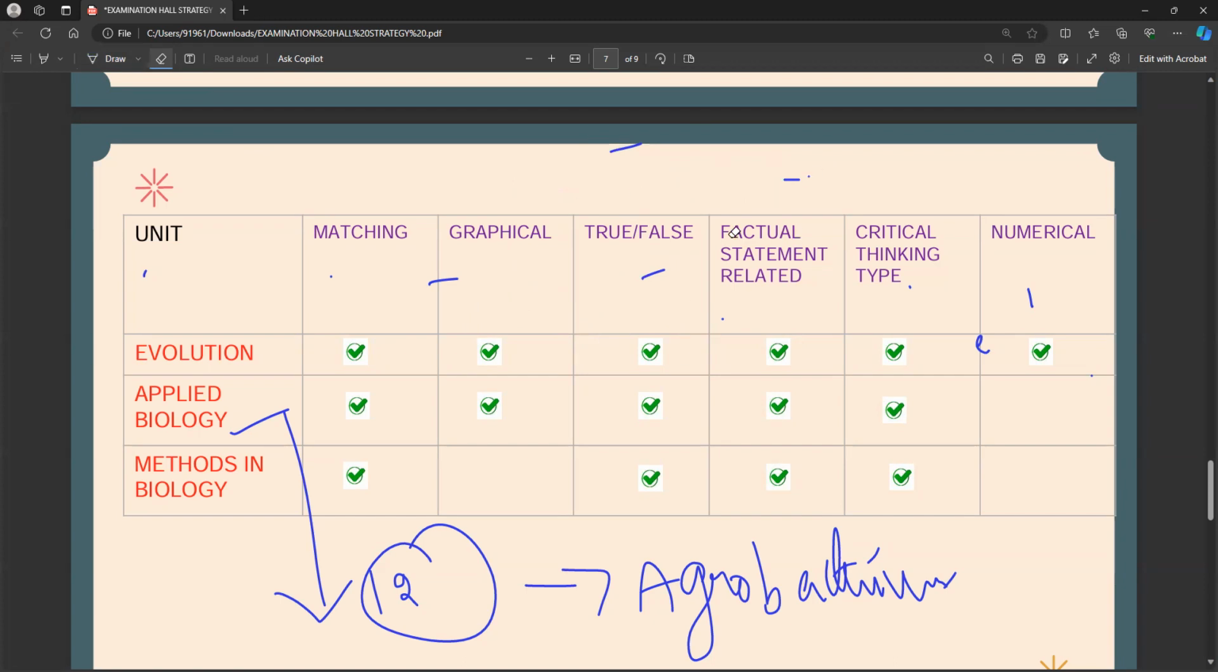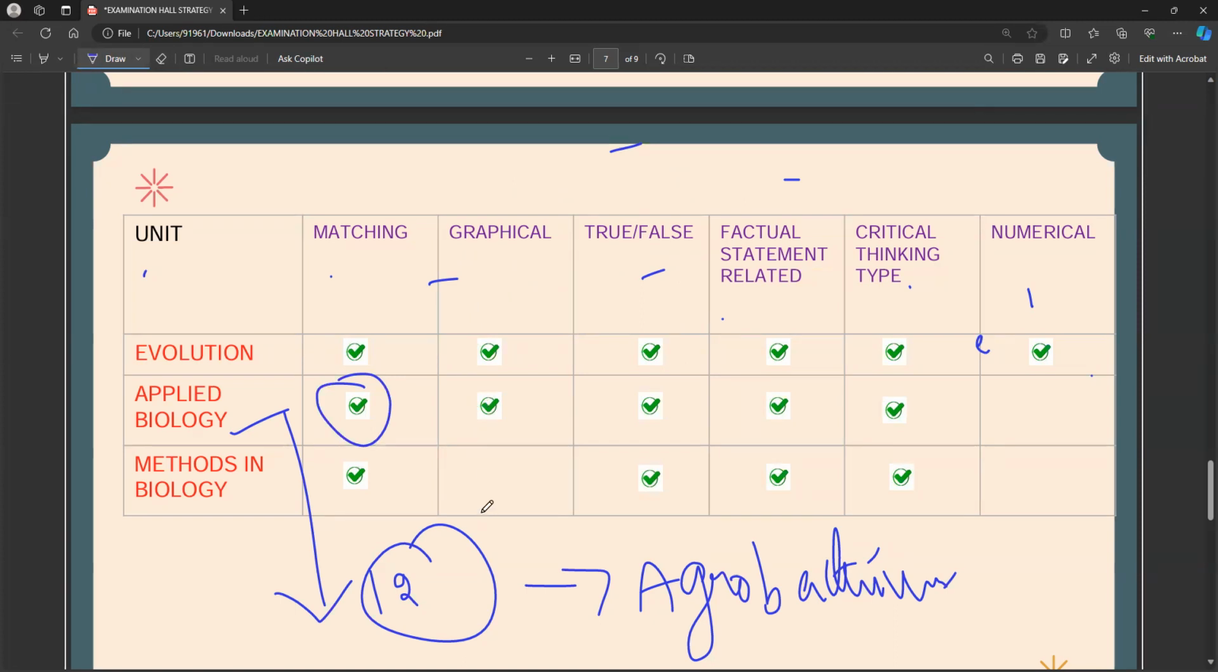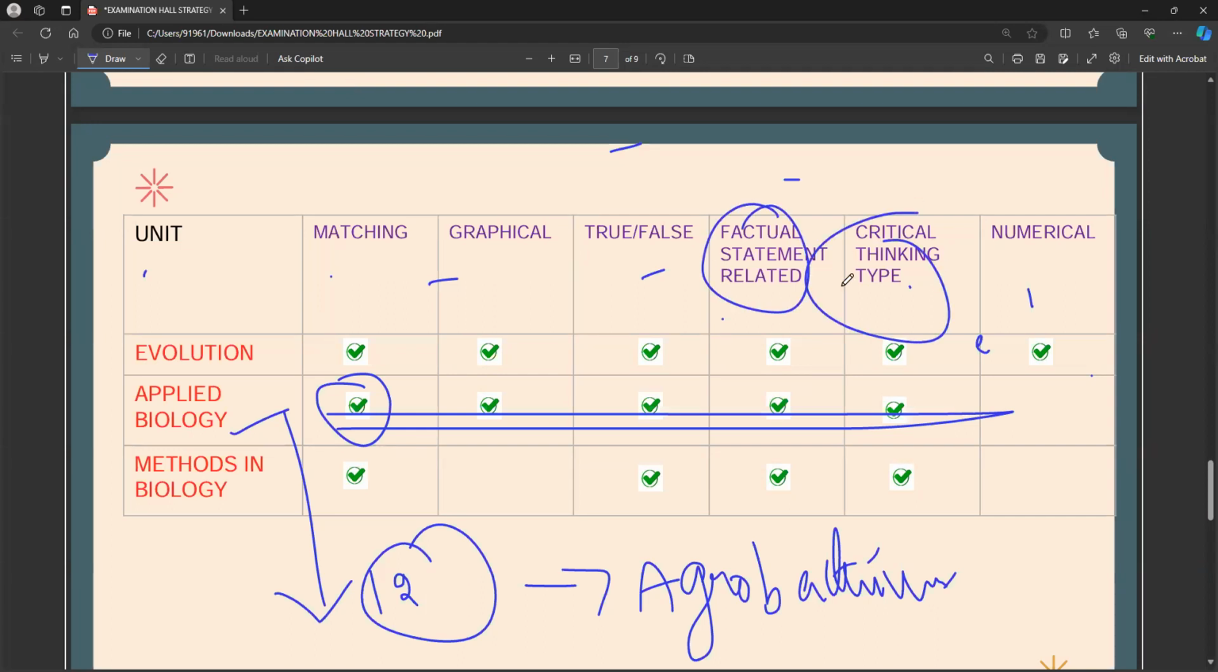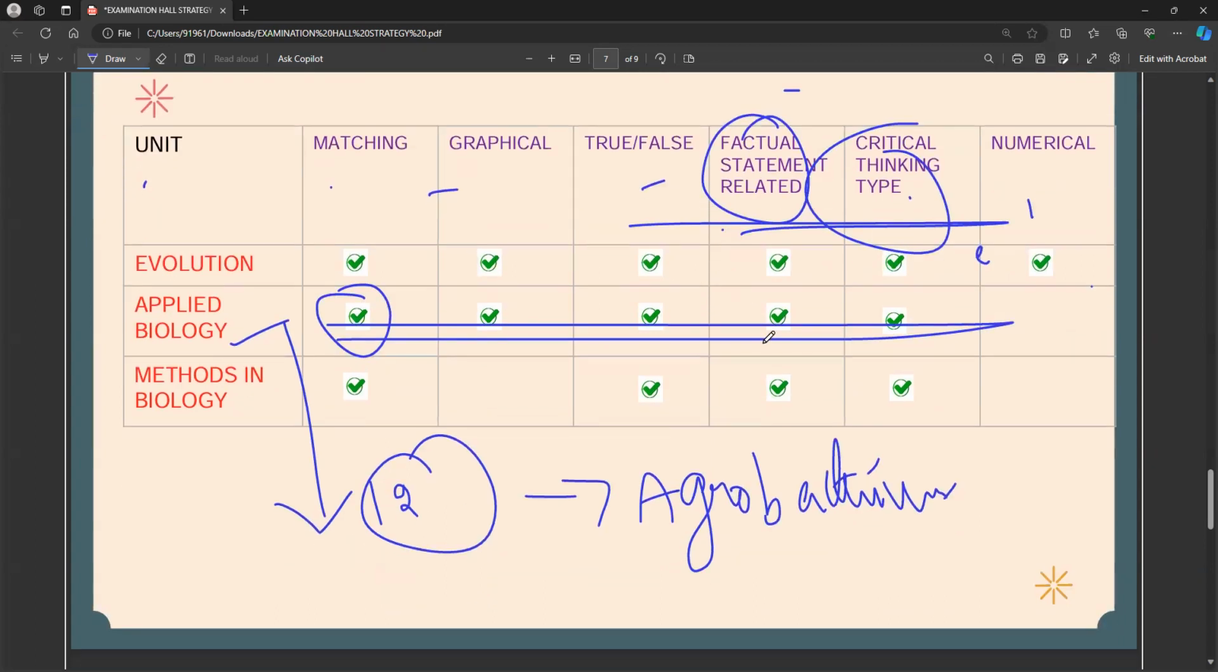And again, 100% or 90% of the chances are there you will also get the matching question from the vaccines or the recombinant products or the genes and biotechnological applications. Very straightforward. You will get the factual statement and critical thinking questions, but they are so easy. Very easy questions only you'll get. But I will tell you how many questions you have to answer.